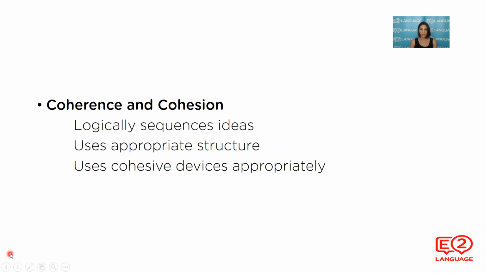Coherence and cohesion means that you logically structure your writing task, that your ideas are logically sequenced, that you use the appropriate structure, and you use cohesive devices appropriately. Cohesive devices are things like firstly, secondly, overall, in general. Words that link your ideas together.